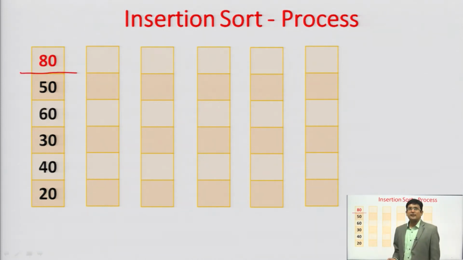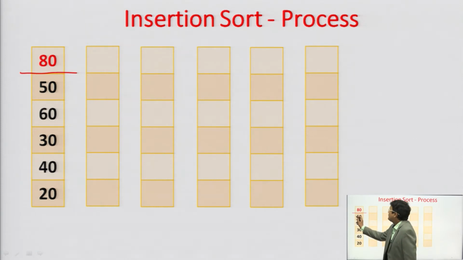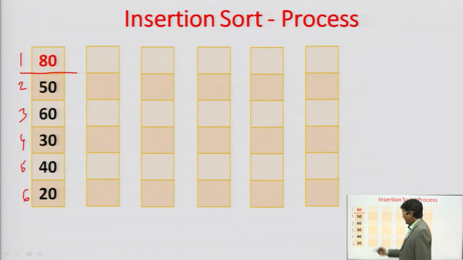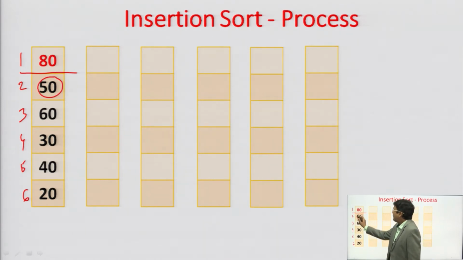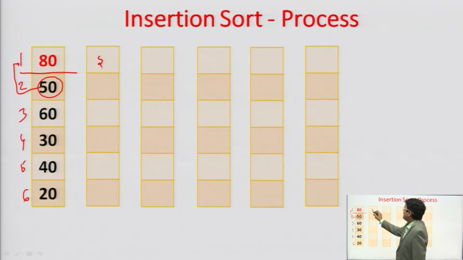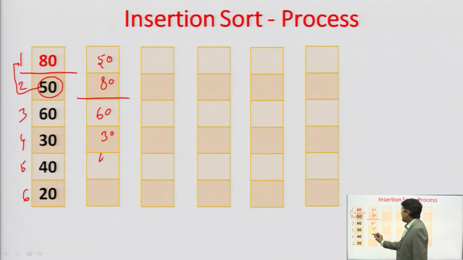part contains a single element only, that is 80, and we have many elements below this which are unsorted. So, we will pick one element from the unsorted part. Let us say the indexes we have marked here as 1, 2, 3, 4, 5 and 6. We are picking the second element, and we will try to insert this element in the sorted array. So, obviously, 50 should come here and 80 should come below this. So, now this is the sorted part and the unsorted part will now contain the elements like this.